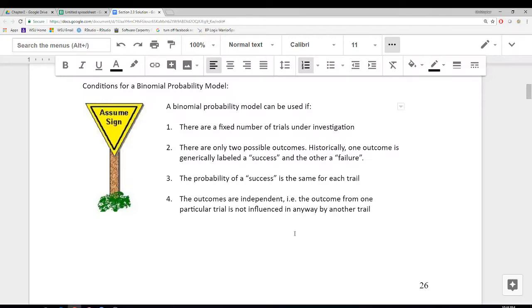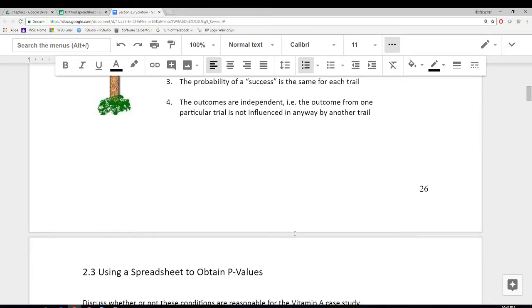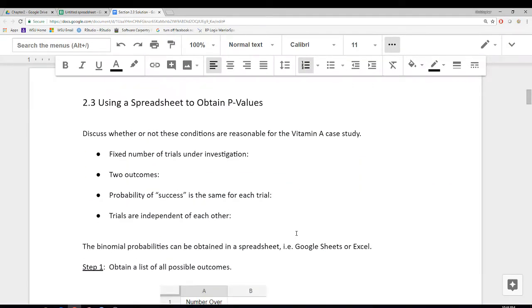Okay, let's go ahead and put these conditions to a test, in the context of the example that we've just looked at. So let's discuss whether or not these conditions are reasonable for the vitamin A case study that we looked at up above.